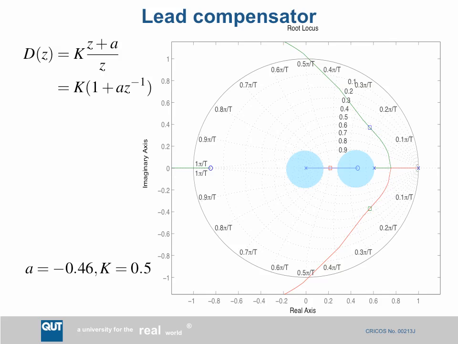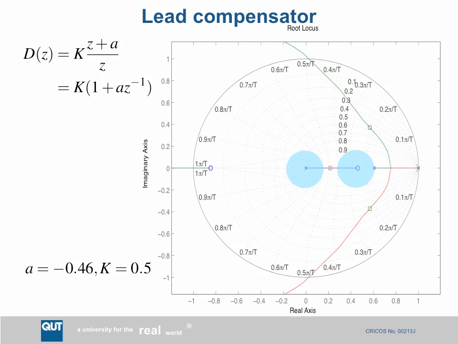And what that does is bends the root locus around, and I have chosen a particular gain value to give us closed loop poles as indicated by those squares. So we've now been able to obtain a closed loop system which is faster and also more damped than I was able to obtain without the compensator.